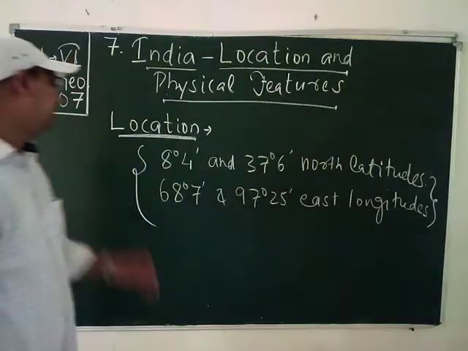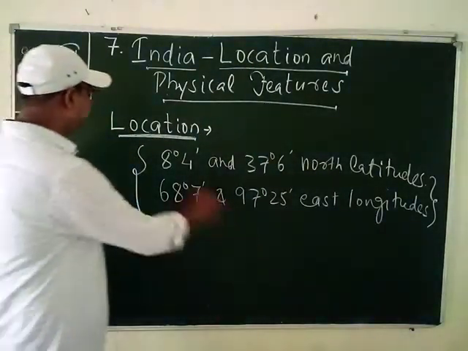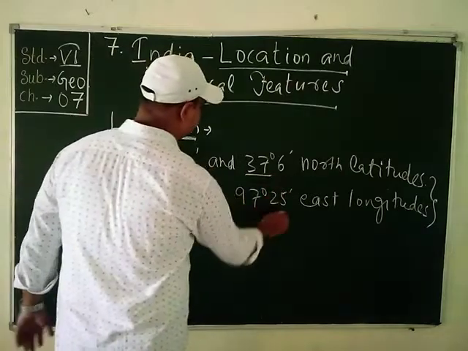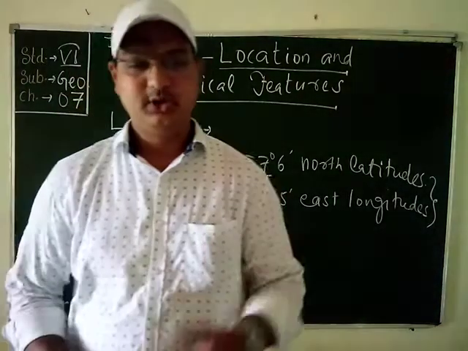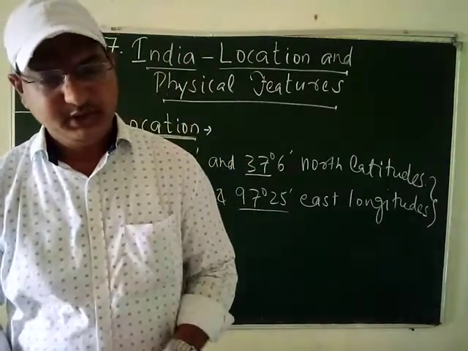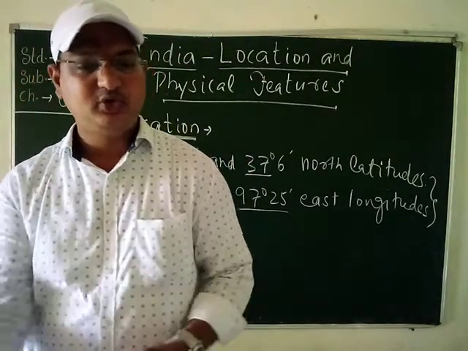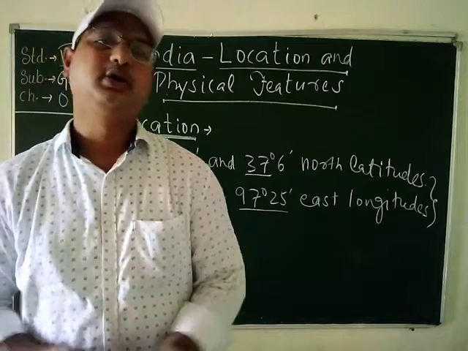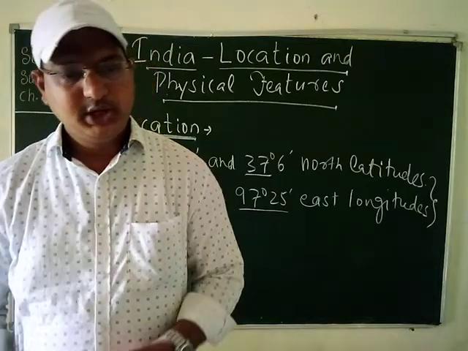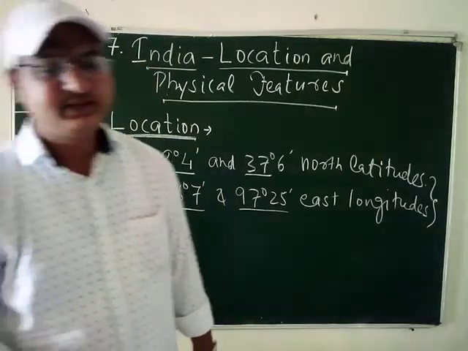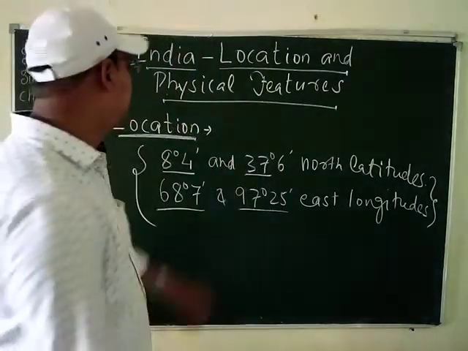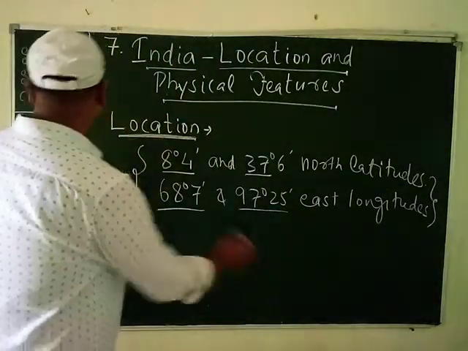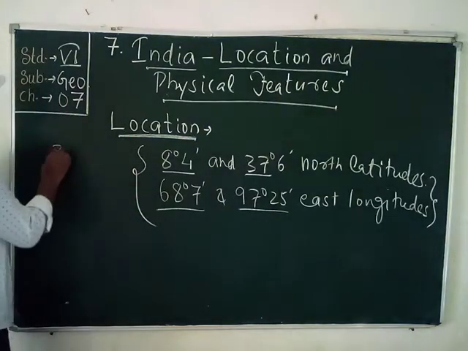Students, I have told you that by knowing the latitudes and longitudes, that is called the coordinates, we can know the particular location of a place. As such it covers about 29 degrees of latitudes and longitudes. The north-south extent of India is about 3200 km from Kashmir to Kanyakumari. Just look at the extent of our country.